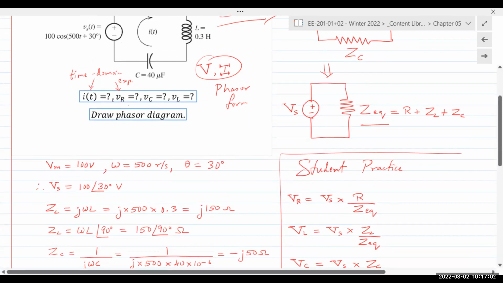And then, of course, asking us to draw the phasor diagram. So let's begin. We have ZEQ is equal to R plus ZL plus ZC, meaning we need to find ZL and ZC as a first step. In order to do that, I need to look at the expression, which is j omega L. I need omega. So you compare the source with the standard time domain expression, which is V of t.